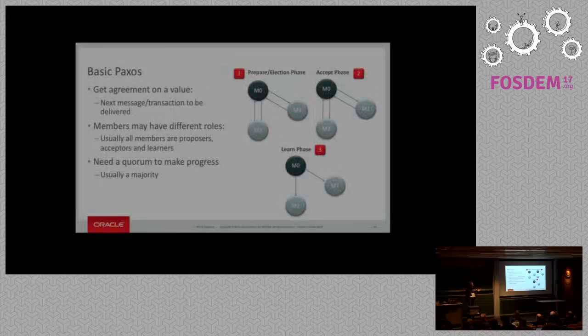And in order to make progress, you need a majority. So if you have 3 members, you can tolerate one failure. One of these members in these slides can fail, and you still can make progress because there will be 2 nodes. So I'll explain a little bit about each one of these phases so that you can understand our Paxos-based implementation.